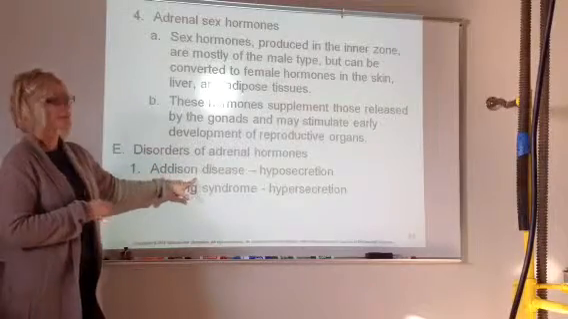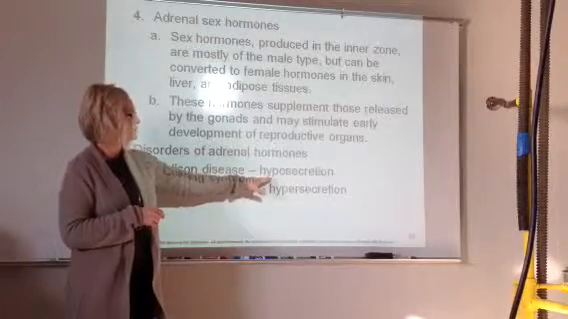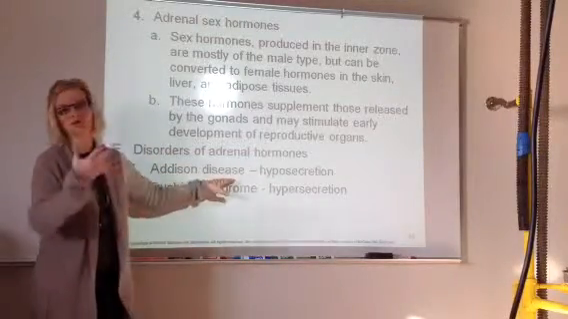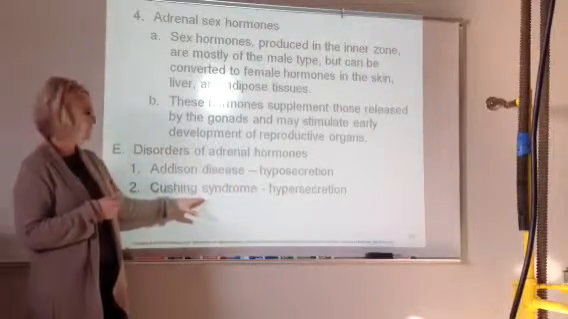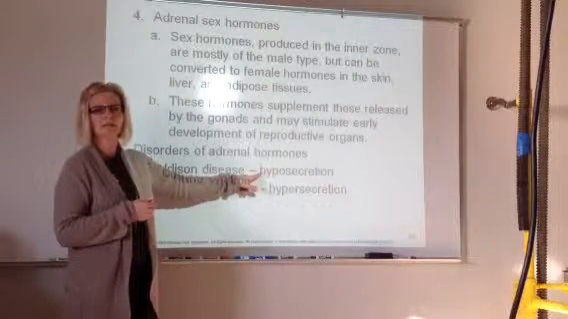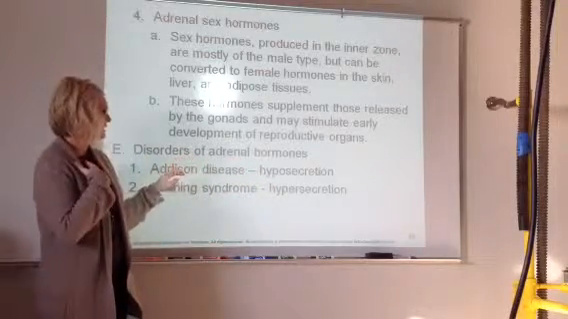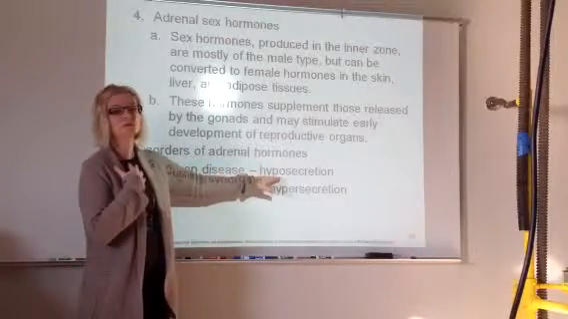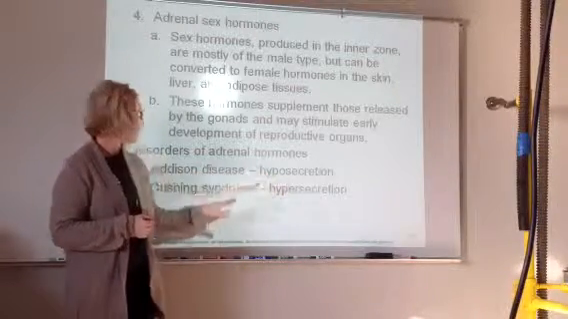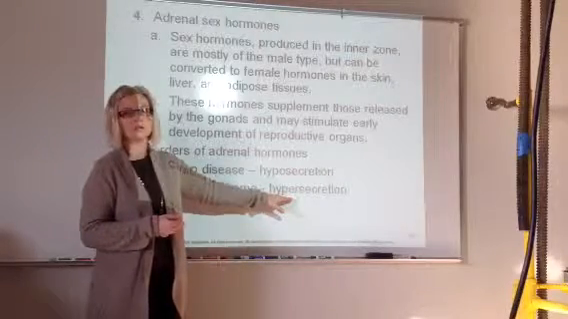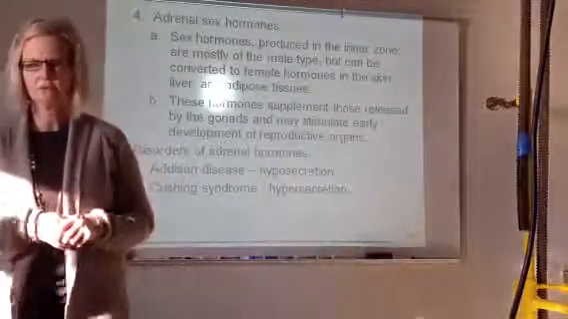Disorders, Addison disease. Anybody in here have? Okay, Addison disease, hyposecretion, too much adrenal hormones are produced. And Cushing syndrome is the opposite. Did I say that backwards? I think I said that backwards. Addison, there's not enough of your adrenal hormones produced. Cushing's disease, there's too much produced. So those are two diseases that are affected by your adrenal glands.